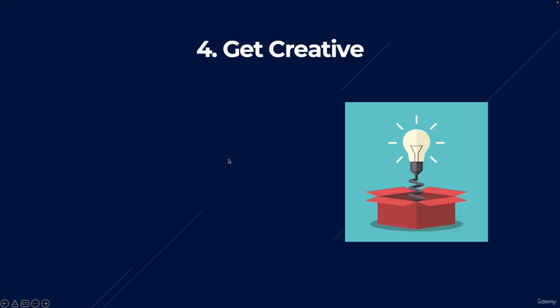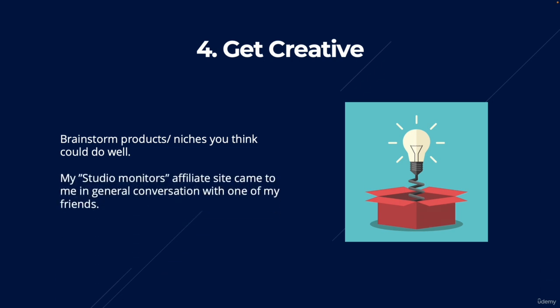So the fourth and final strategy I recommend you can use to find niches for affiliate marketing is to simply get creative. So this would involve you brainstorming products or niches that you think could do well. For example, my niche site that I created for studio monitors, that affiliate site actually came to me in a general conversation with one of my friends who is actually a singer. So they were literally telling me that they want to buy some new studio monitors as their current KRKs are broken. And I was like, oh, studio monitors, that could be a good idea for affiliate marketing. Went away, did some research, and at the time it was a feasible niche. So I went away and made my site, and it ended up doing really, really well.